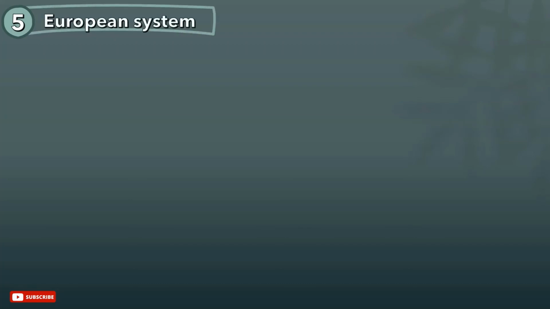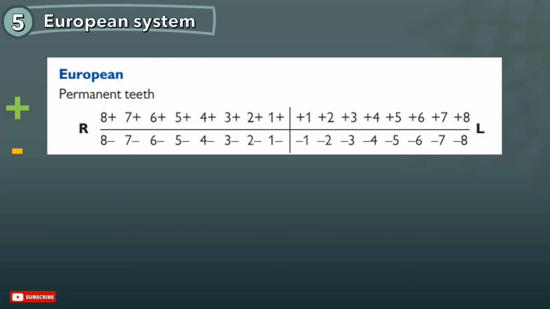The fifth system is the European system. The European system for the permanent teeth, using numbers from 1 to 8, indicating the teeth starting from the midline and going to the third molar. And then it uses the plus and minus signs to indicate the arch. So the plus for the upper arch and the minus is for the lower arch.